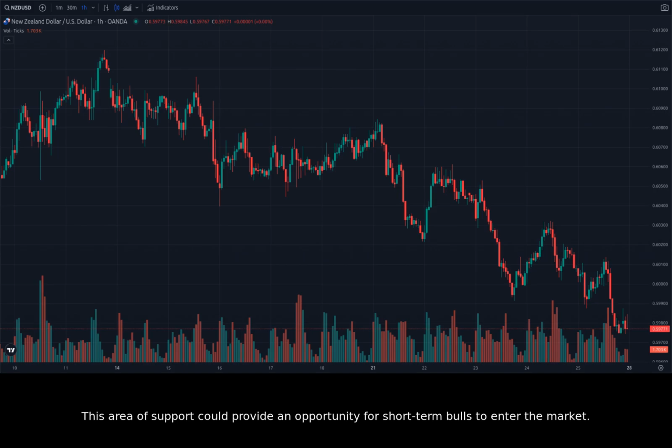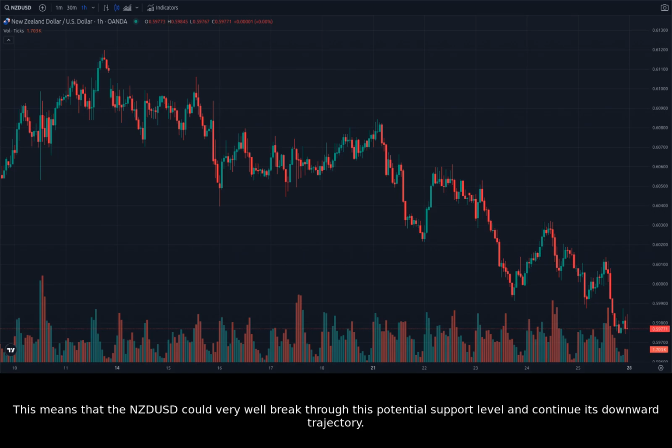This area of support could provide an opportunity for short-term bulls to enter the market. However, it's important to note that the overall trend is still bearish. This means that the NZDUSD could very well break through this potential support level and continue its downward trajectory.